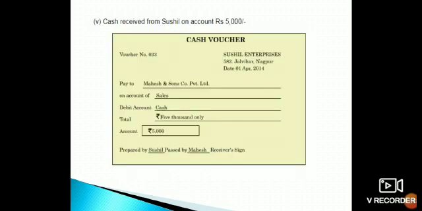Next one is cash voucher. Voucher number should be there. Trader's name along with the address. Paid to Mahesh and Sons Company Private Limited on account of sales. Here we are debiting the cash account. Amount should be entered both in words and numerals.